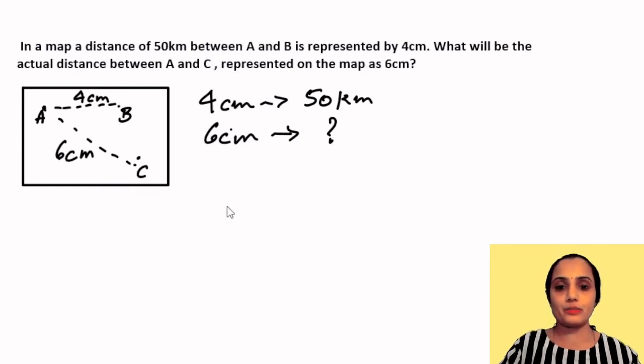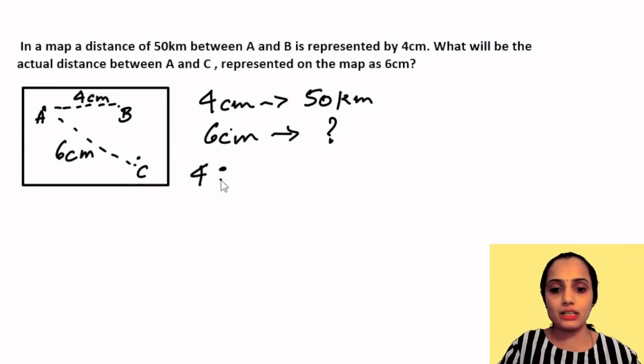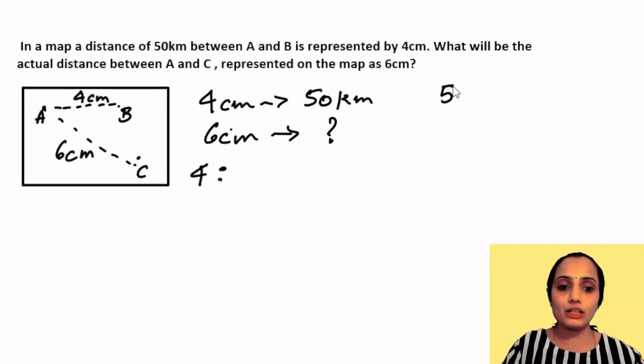This is the question. Now how do we solve this question with the help of proportions? We always have to remember that ratios have to be written in the same unit. Since we can represent kilometers in centimeters also, there are two ways of doing the same question. We can write 4 centimeters is to 50 kilometers, represented in centimeters. So we will have to do the conversion.